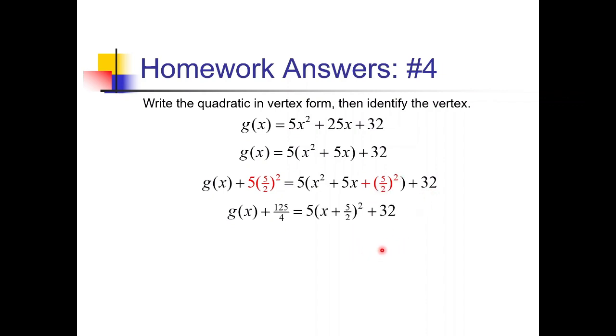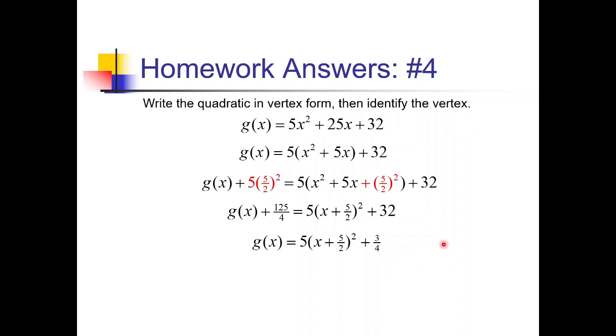32. One more step to get g of x by itself. I just have to subtract this 125 over 4. So this is a little bit tricky. So 32, what is 32 in terms of 4? 4 times 32, what is that? That's 128. So I have 128 fourths minus 125 fourths. That'll give us 3 fourths, which actually isn't that horrible.